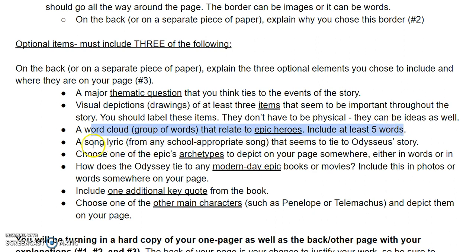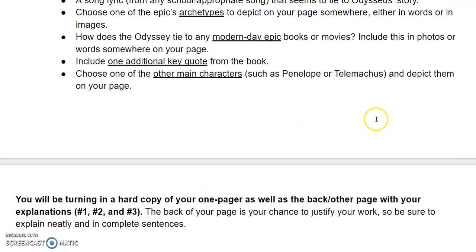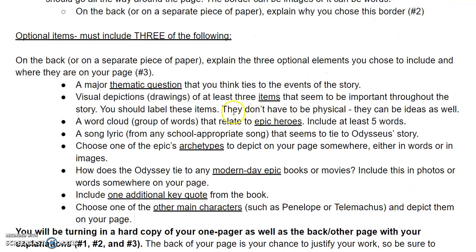You could potentially include a song lyric from any school-appropriate song that seems to tie to Odysseus' story somehow. That one's pretty wide open, and I think that tends to be sort of fun. You can choose one of the archetypes to depict on your page somewhere, either in words or in images. Which means one of our wicked temptresses, our loyal servants, the long journey, any of those fun archetypes you can include. I would probably label it, but it's up to you.